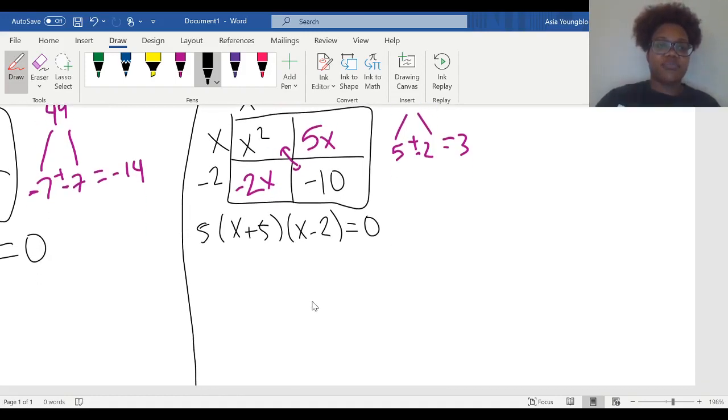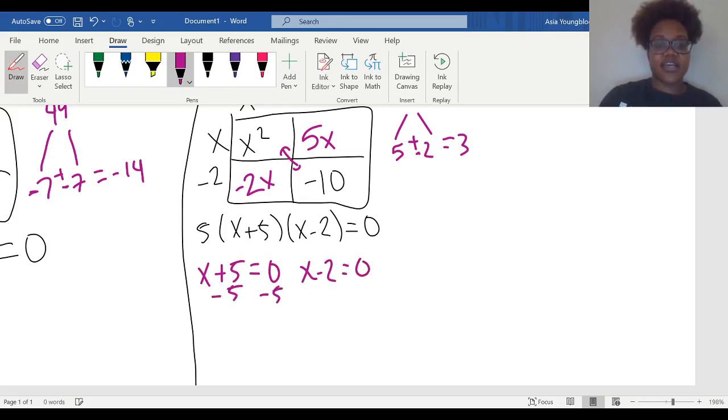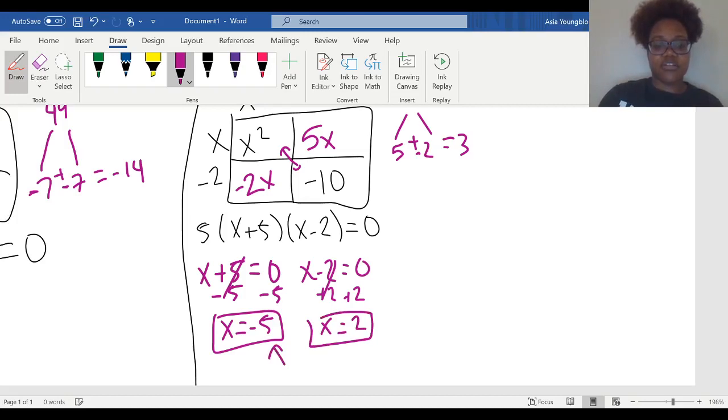To solve this as we've been doing, set both factors equal to 0. X plus 5 equals 0. X minus 2 equals 0. Subtract 5 on both sides. Add 2 on both sides. So x equals negative 5 is going to be one answer. X equals 2 is our other answer. And our smaller answer is going to be the negative 5.